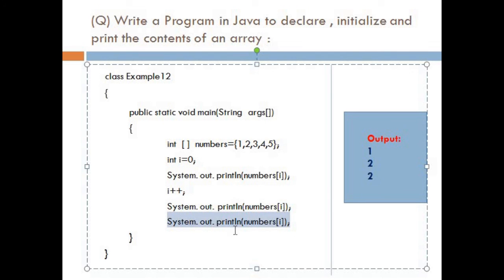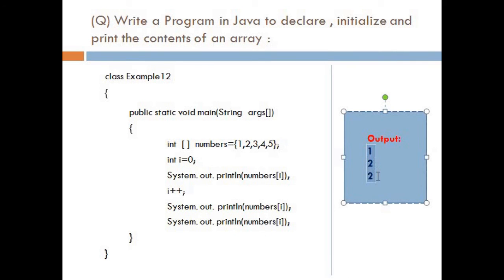The next statement also prints the content of the array variable called numbers at the index I. Now the value of I is still 1. So the array variable numbers at the index 1 holds the value 2. So again, numbers[I] prints 2 into the output, as the value of the index I is 1, which has the value 2. As a result, under the output section, I can see the values 1, 2 and 2.